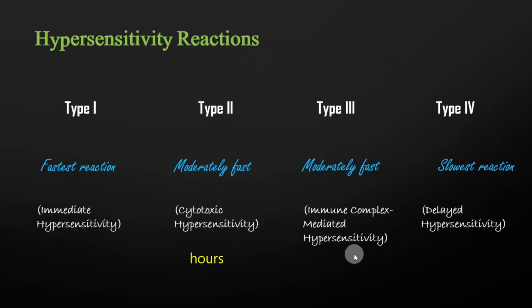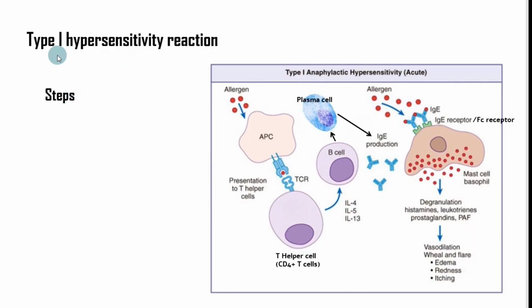Type 3 hypersensitivity reactions are also known as immune complex mediated hypersensitivity reactions because they involve the formation of antigen-antibody complexes known as immune complexes. Type 3 hypersensitivity reactions also usually occur within hours of exposure to the antigen. Now, the fourth type, or the delayed hypersensitivity, is known as delayed because this typically occurs 12 to 72 hours after exposure to the antigen. So let's take up the steps involved in the type 1 hypersensitivity reaction first.